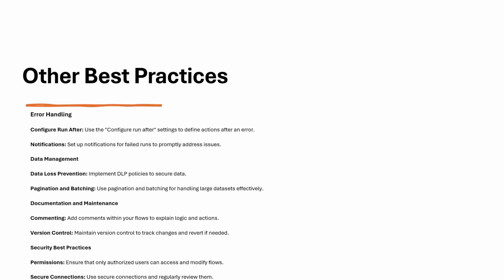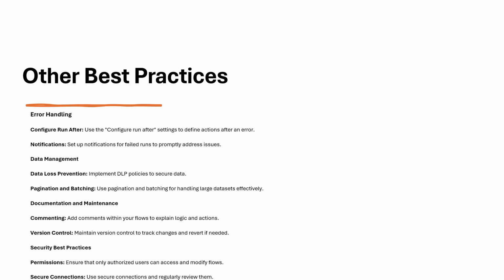Other best practices is that you need to do error handling. You can use the configure run after property in the settings to handle the errors. Notifications, you need to set up some notifications for failed runs to promptly address the issue. You can have the data loss prevention policy in place. You can implement the DLP policies to secure the data. Pagination and batching, use pagination and batching for handling large data sets effectively. So if your data set is very large, in that case you should use batching and pagination.